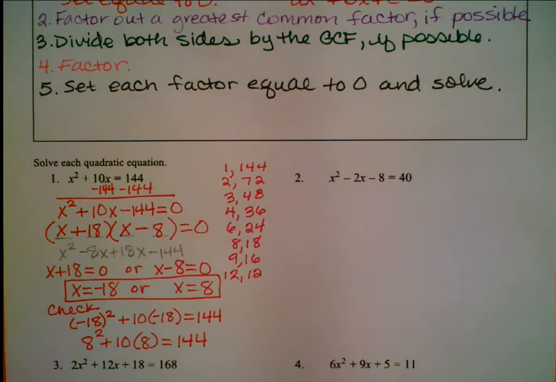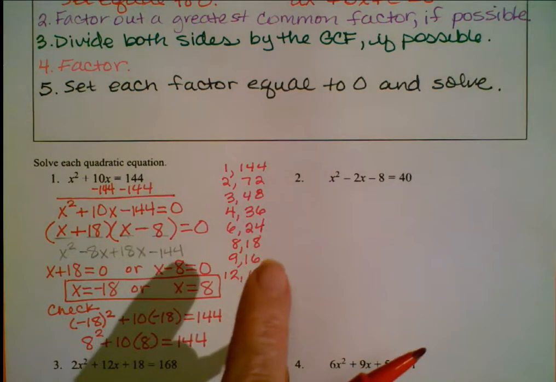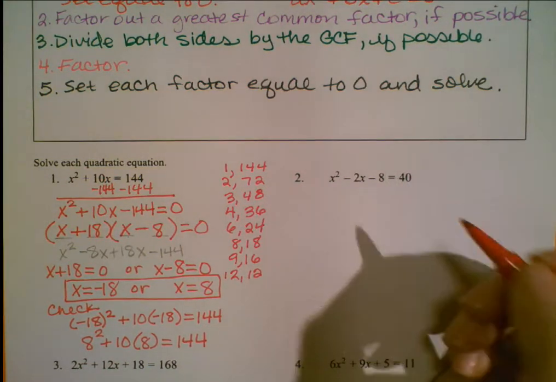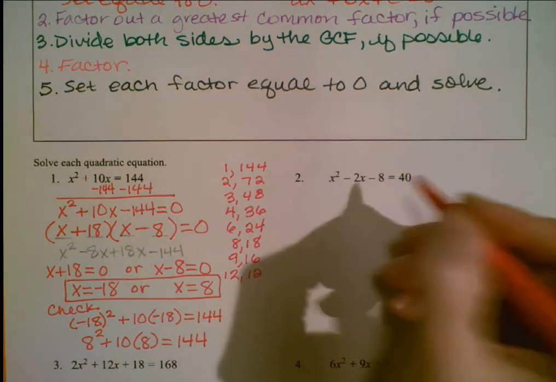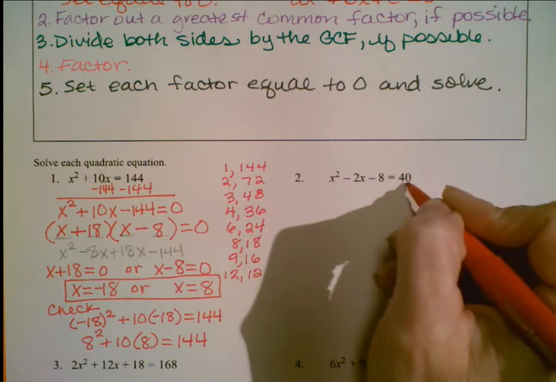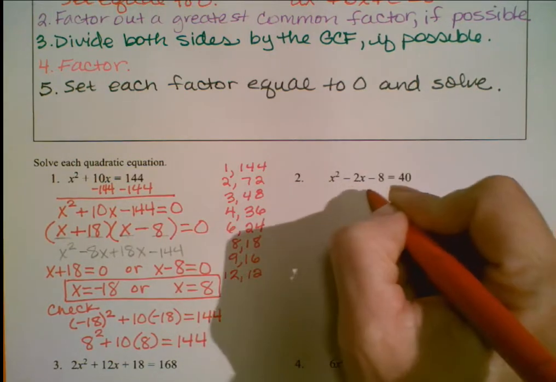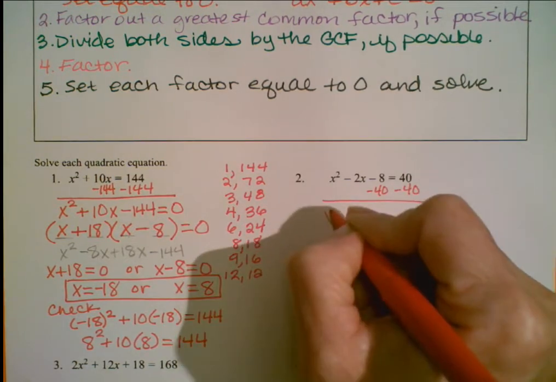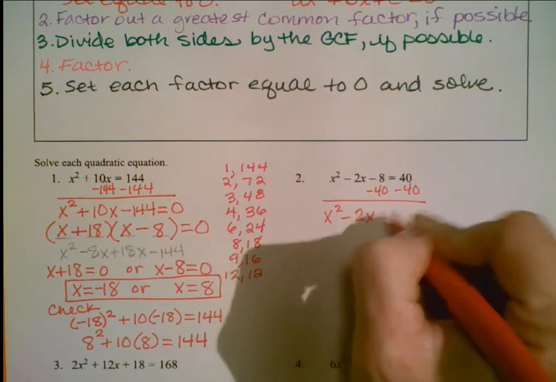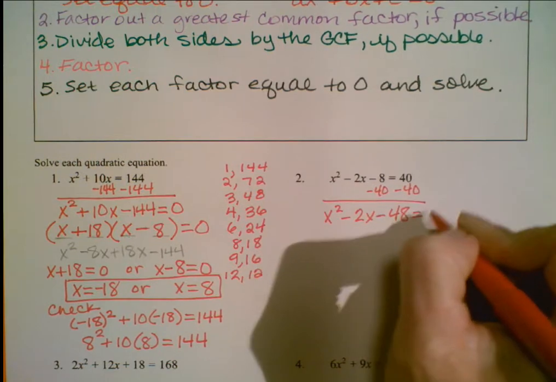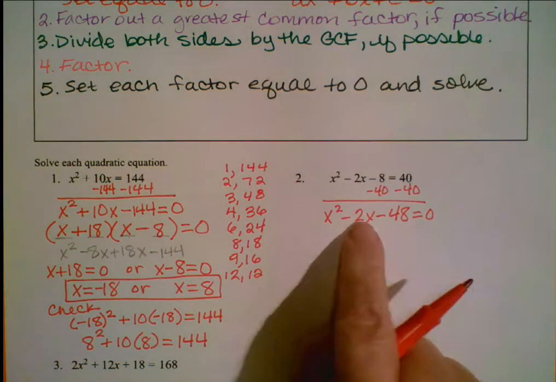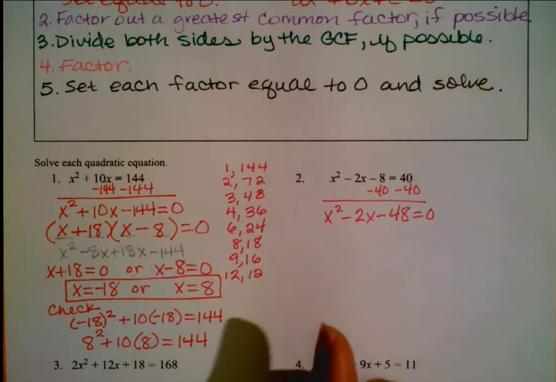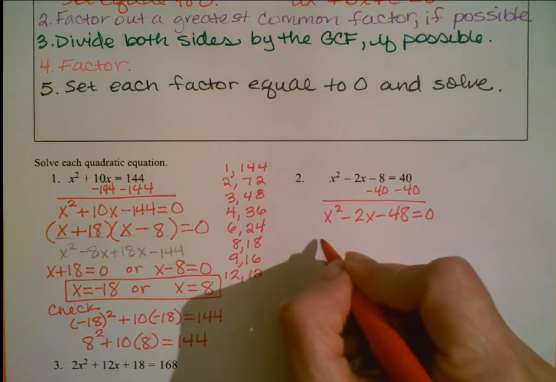Actually, take a minute, pause the video, work this one out on your own, and then come back and check it. All right, so assuming you've done that, we've got it in descending order on the left, but it is not set equal to 0. So we start by subtracting 40 on both sides, which in this case is going to produce x squared minus 2x minus 48 equals 0. There is no GCF because the lead coefficient is 1, so that allows us to skip steps 2 and 3 above. 4, factor.